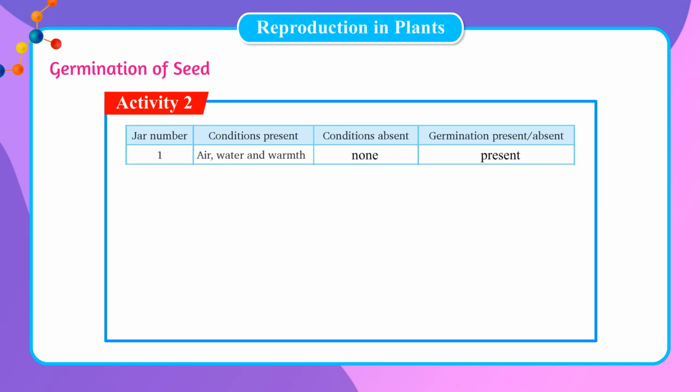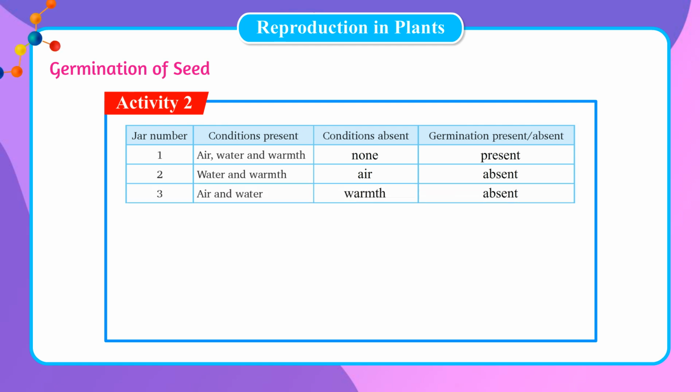Jar number 1. Conditions present: air, water and warmth. Conditions absent: none. Germination present. Jar number 2. Conditions present: water and warmth. Conditions absent: air. Germination absent.